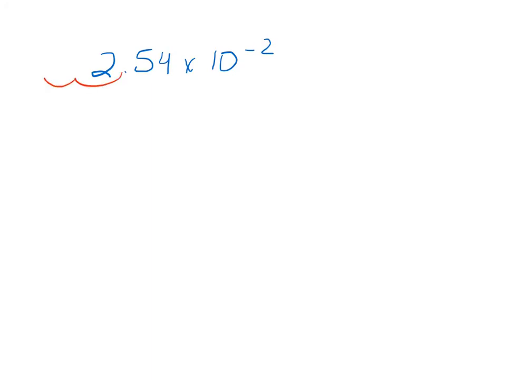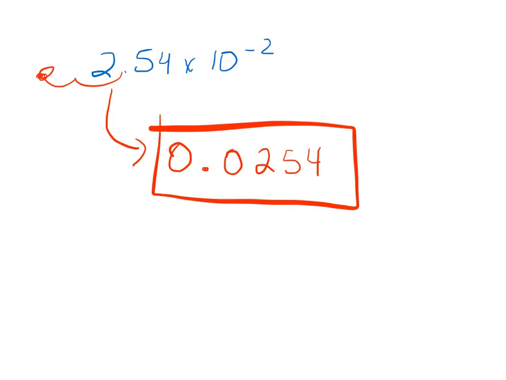So 1, 2. So now if I rewrite this, 0.0254. That's how we would write that as a decimal. We would just move the decimal place 2 places to the left. We're shifting it that many places.